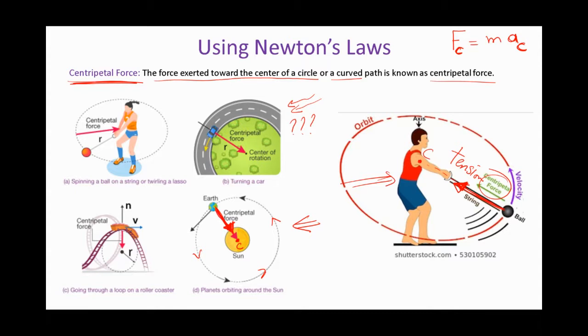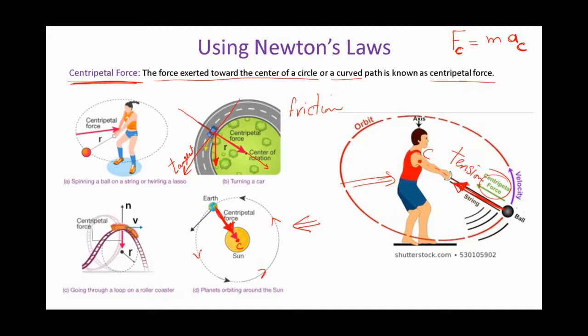Actually, it's the friction on the tires. The friction force on the tires of the car. When the car moves in a circle, the friction force will have a direction in between the tangent and the radial. This is the tangent direction, and the radial direction is the one toward the center. We call it radial.